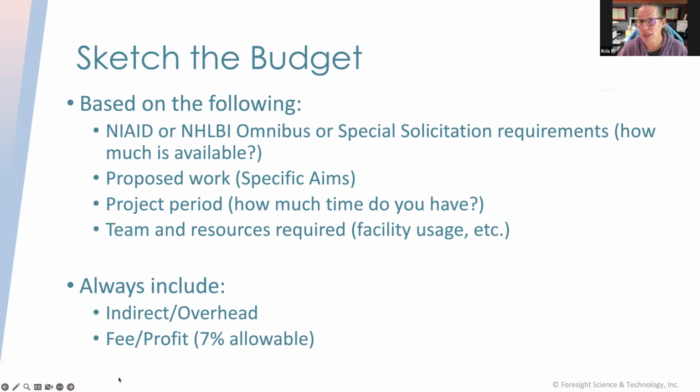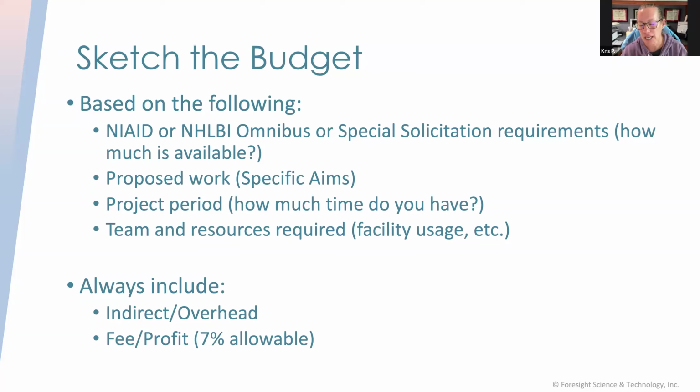I also recommend sketching the budget early, along with the aims. Those two things go in parallel. The aims and the budget are the same story. They're just telling it one with words, one with numbers. So we do an early sketch of the budget to get an idea of: are you doing an SBIR or an STTR? If you're going to bring on consultants and advisors, how much money can you offer them?